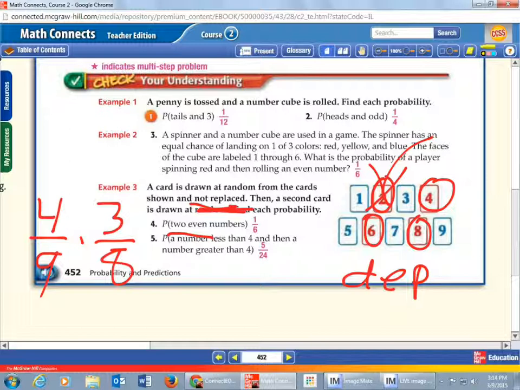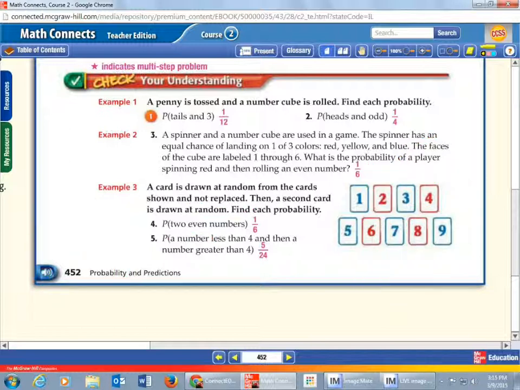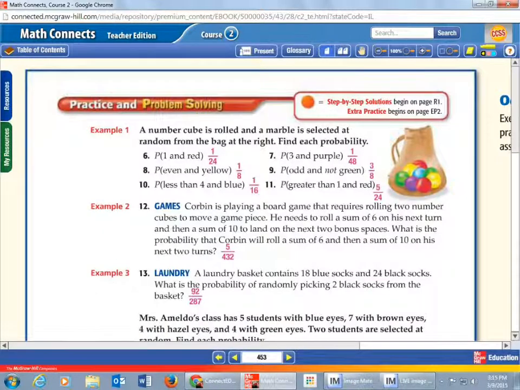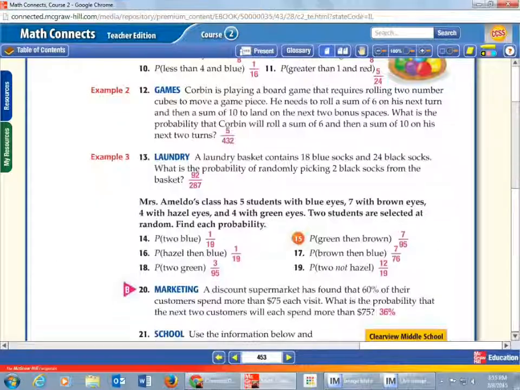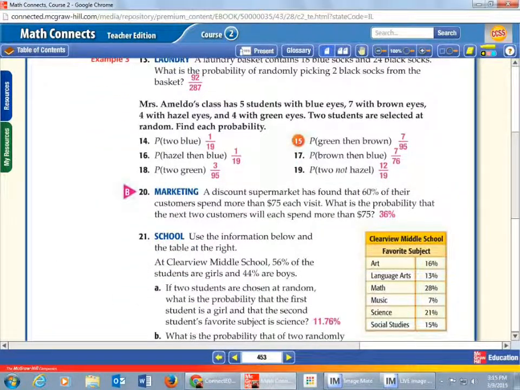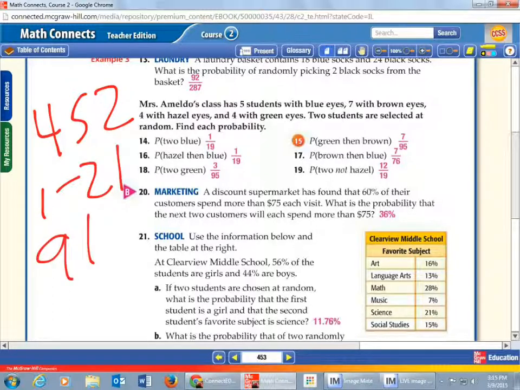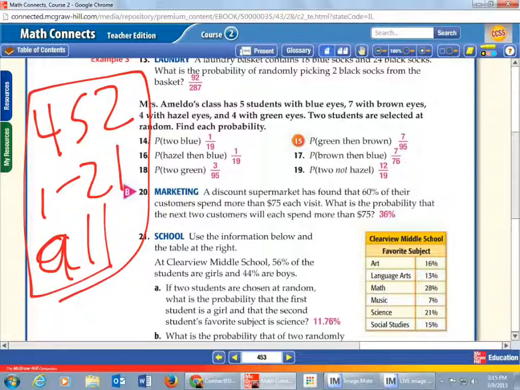All right, so using all that, we need to try to do this homework for today. Now, your homework for today is going to be page 452, 1 through 21, all. Now, that's part of your homework. Make sure you write that down.